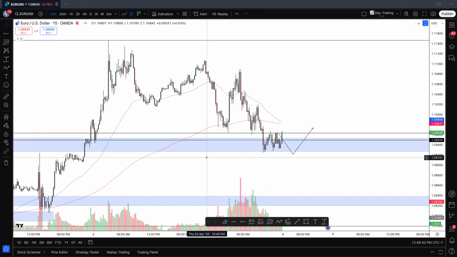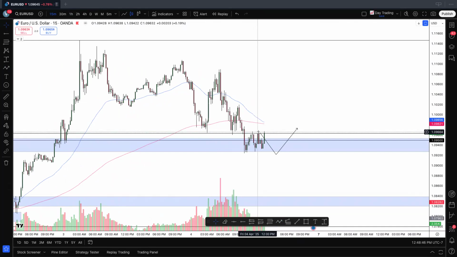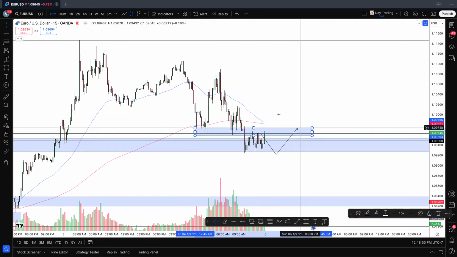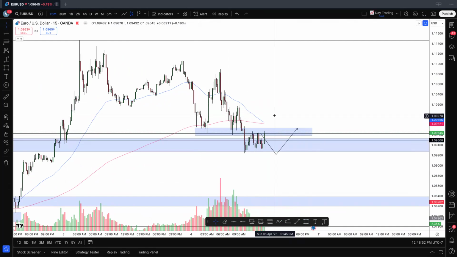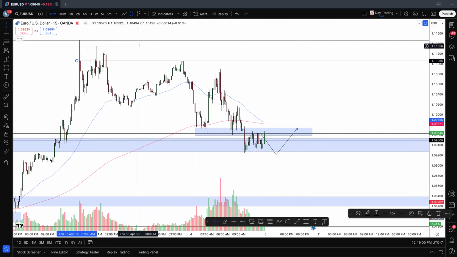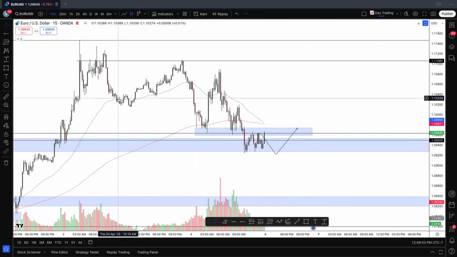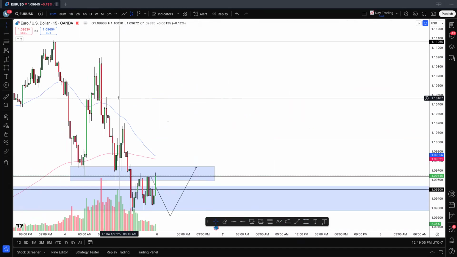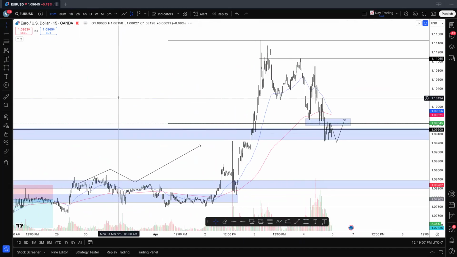But if I get a good close above this area, above this AOI, then I'm just going to be looking for a retest of these EMAs and this area. And then I'm going to be looking to go long, probably somewhere over here to these areas of resistance. Yeah, that seems like a pretty good area to go long to. So this is my analysis for Euro USD.